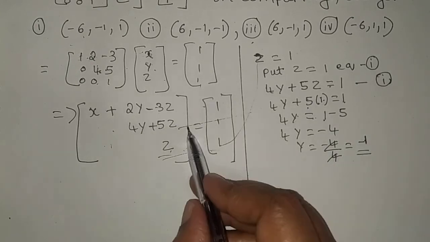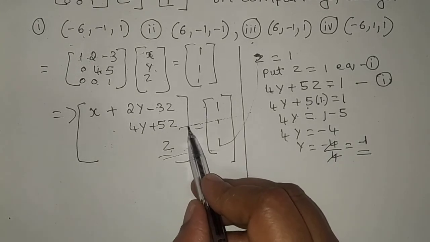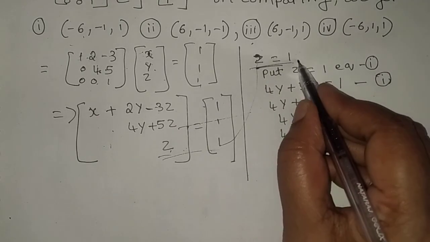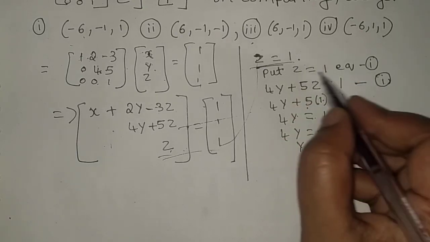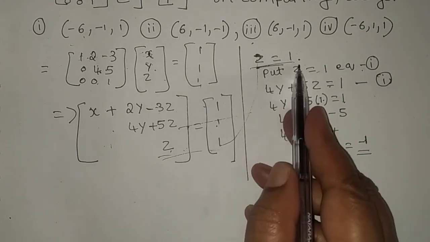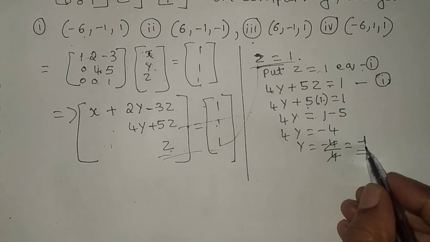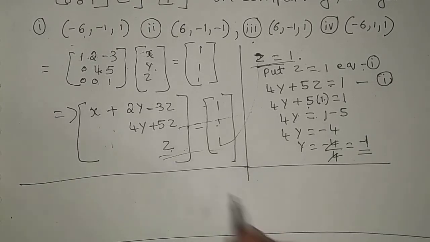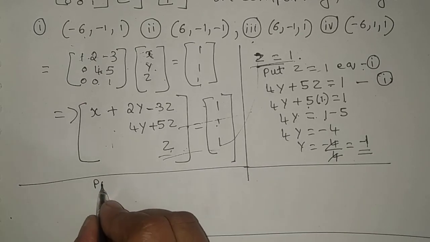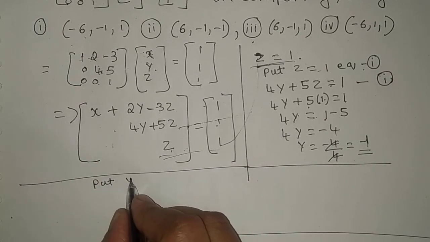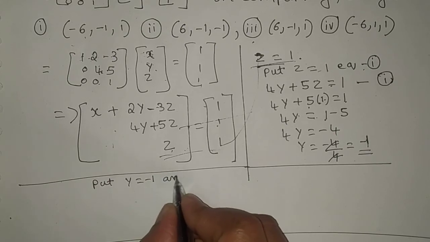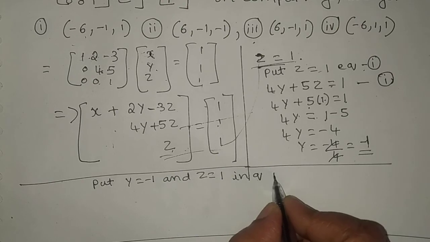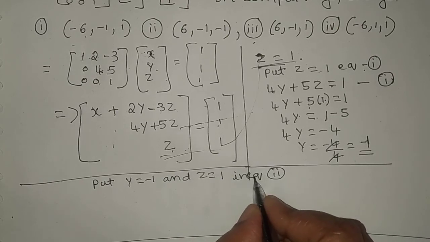This is correct. Take this second equation, substitute z is equal to 1, or you can make this one our equation 1 or this one. So I took the second equation, substituted for z, and we got y is equal to minus 1. So next step is, substitute y is equal to minus 1 and z is equal to 1 in equation 2. What is equation 2?